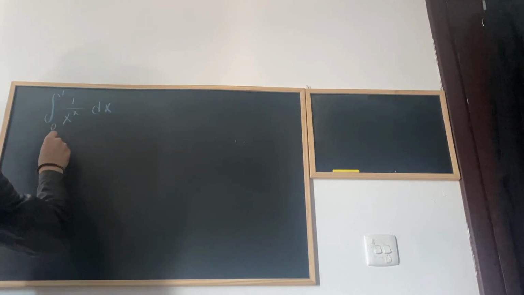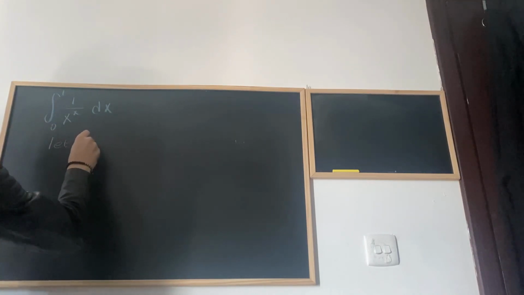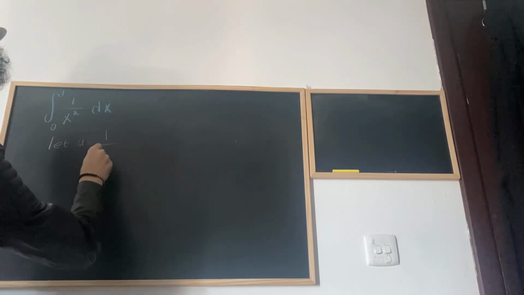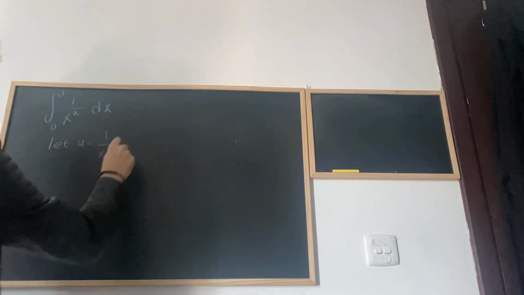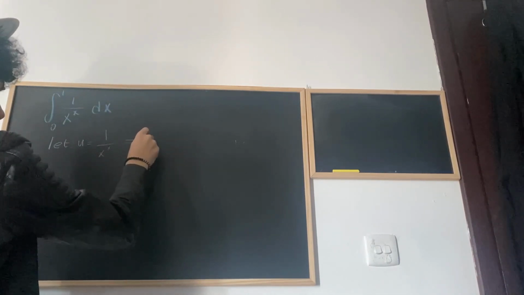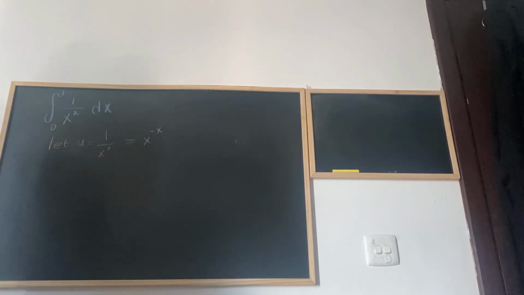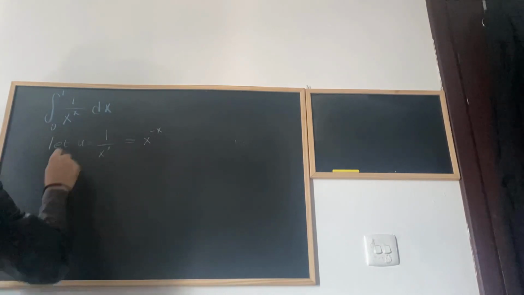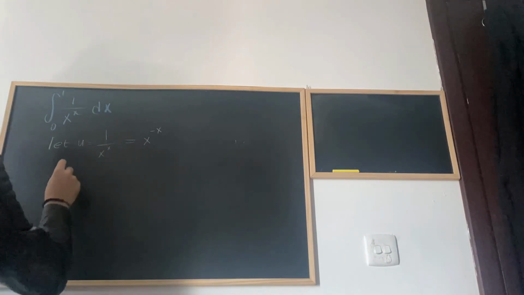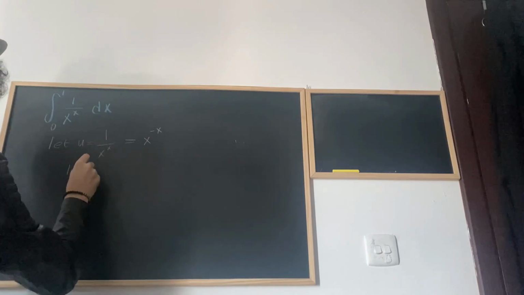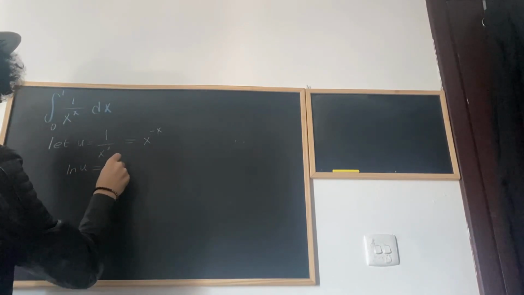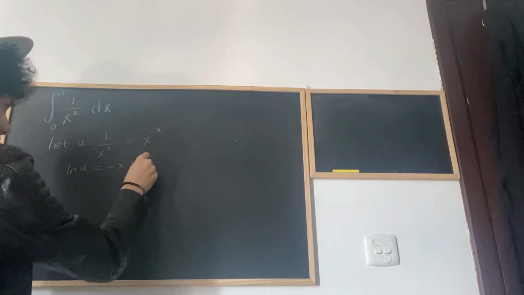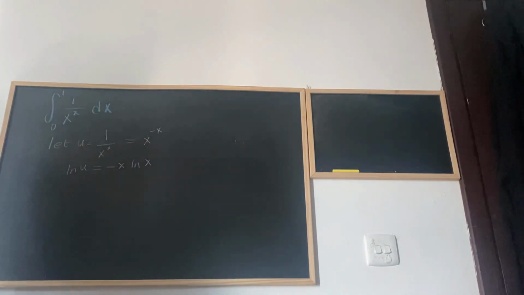Right? So let's let U equal 1 over x to the power of x, which is also equal to x to the power of negative x. Right? Pretty simple so far. So let's take the ln of both sides. So ln u is equal to negative x ln x. Now let's differentiate both sides, right?